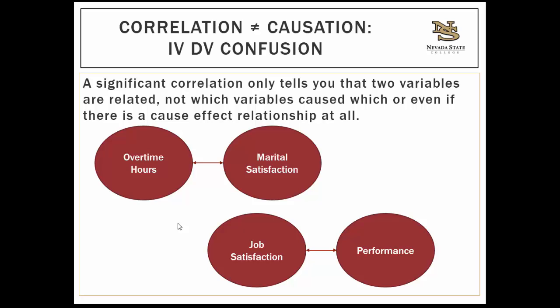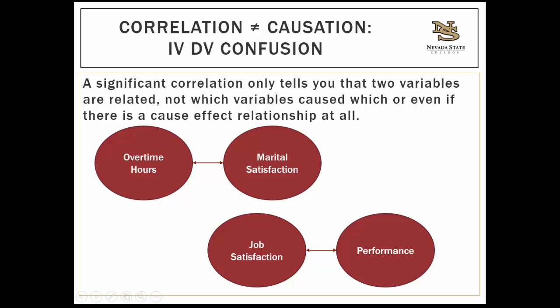So the first is independent variable and dependent variable confusion. And I've already kind of mentioned that it can be unclear which variable that you're looking at is the independent variable and which is the dependent variable. So what I'm really saying is that the direction of causality, if there is any causality, that direction is unclear. We don't know which came first.